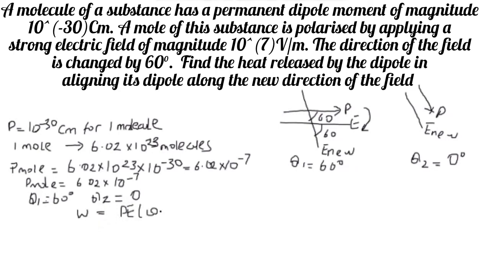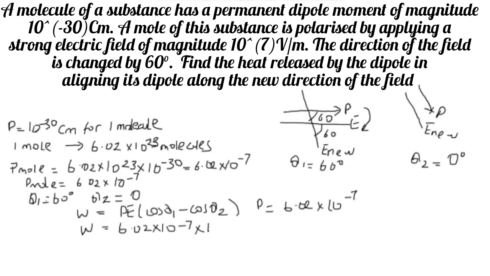Work done is equal to PE bracket cos theta 1 minus cos theta 2. P is equal to 6.02 times 10 raised to the power minus 7. E is equal to 10 raised to the power 7. Work done is equal to 6.02 times 10 raised to the power minus 7 times 10 raised to the power 7 brackets cos 60 minus cos 0.